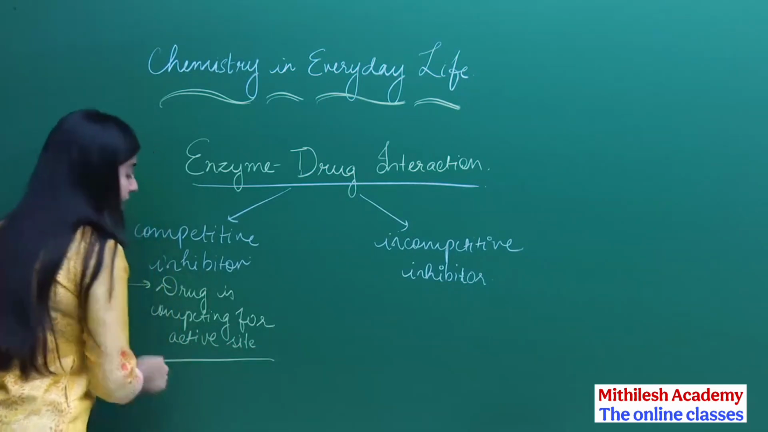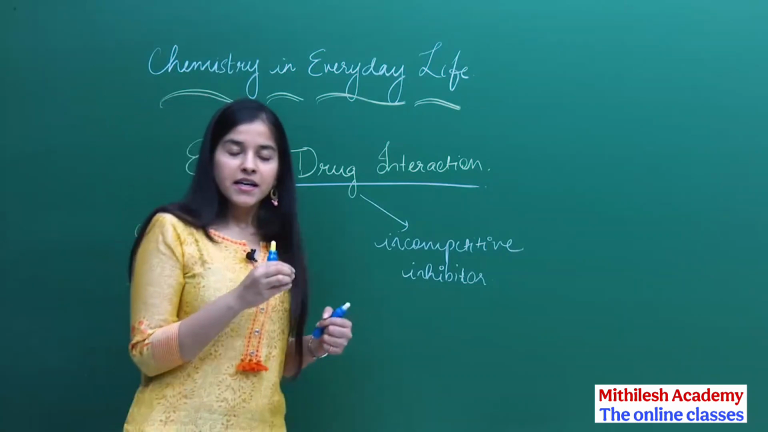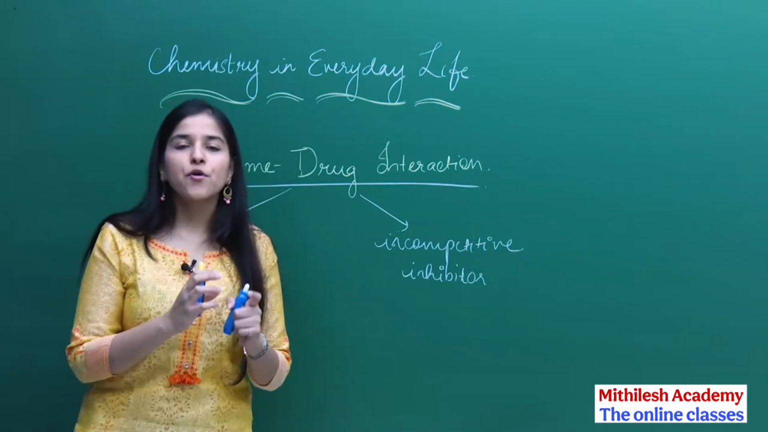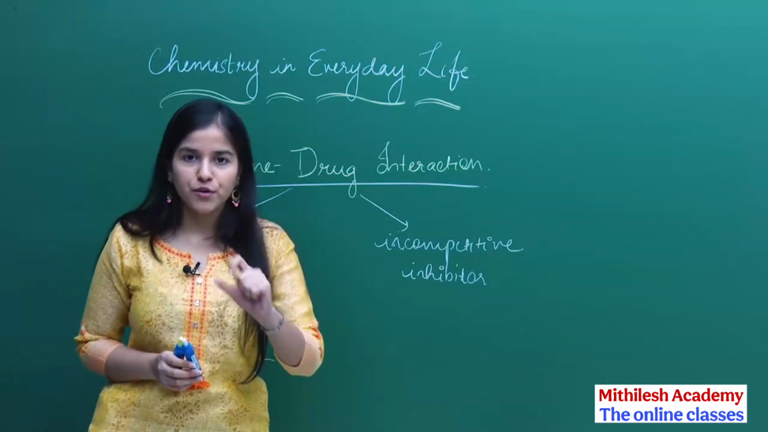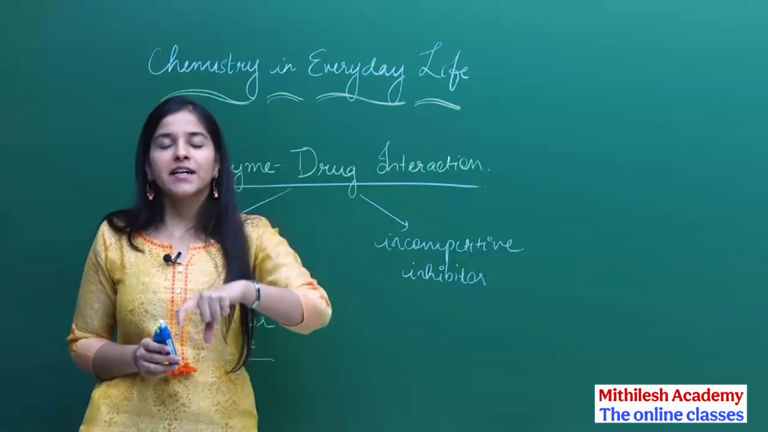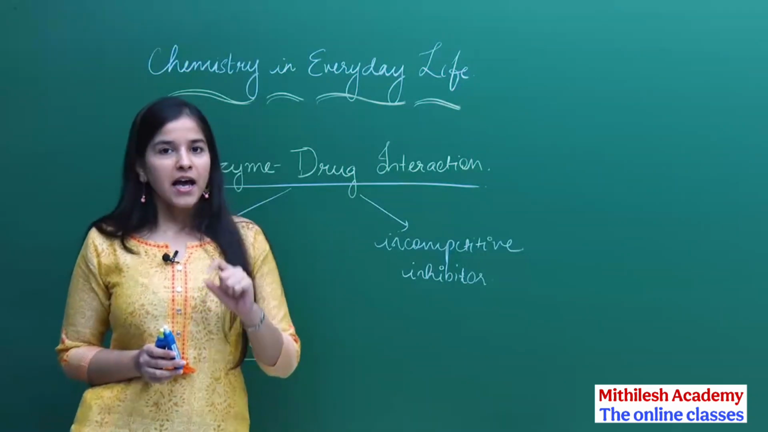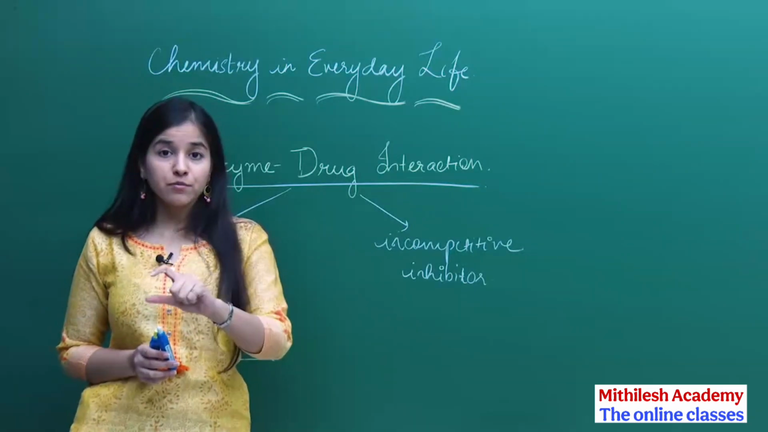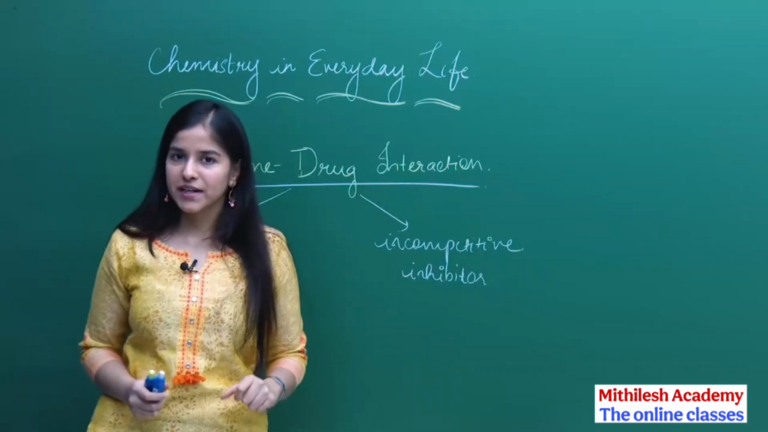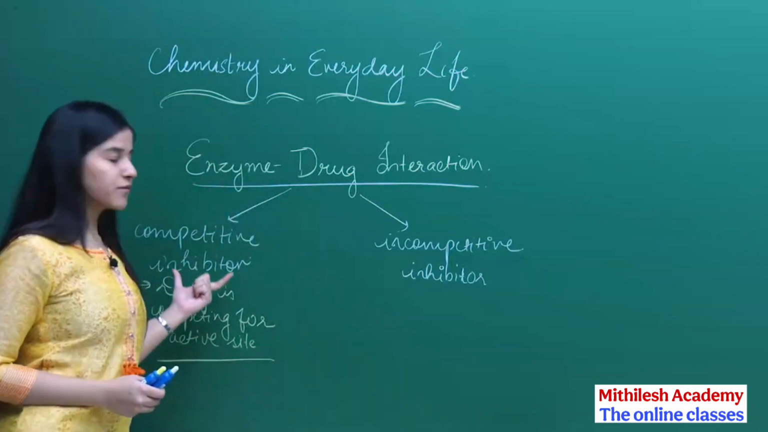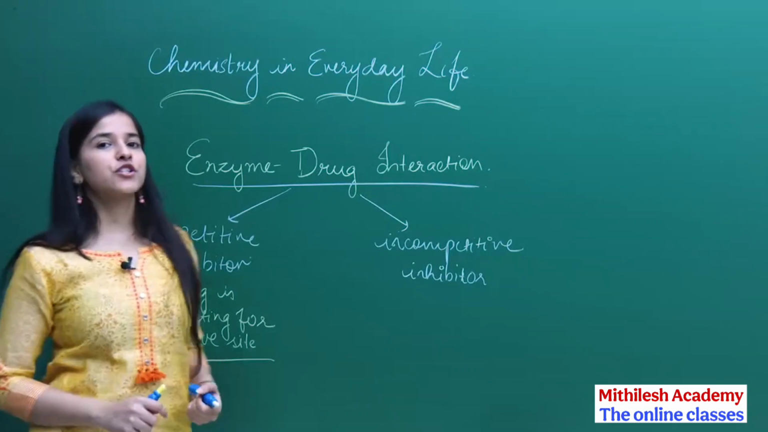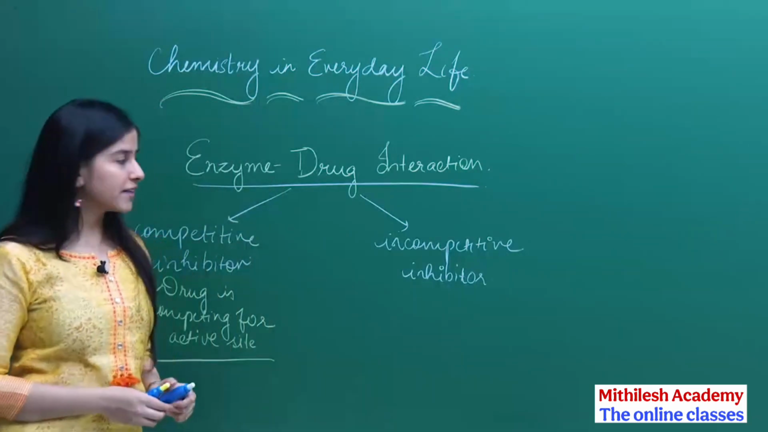Actually, it is mimicking the shape, mimicking the type of the substrate. So instead of that substrate, it firstly attaches onto the active site and inhibits the substrate from getting attached. It is preventing the substrate from having a reaction with the enzyme. So that is how it is going to work here, acting as competitive. It is serving as a competition to the substrate. So I hope that is clear to you.